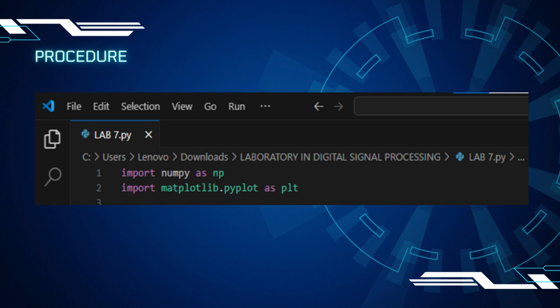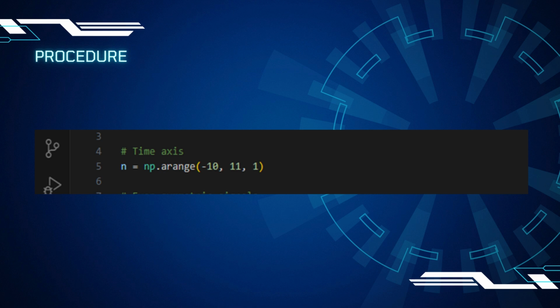As always, we start by importing our two essential libraries, NumPy and Matplotlib. Without these libraries, it would be much harder to generate and display our signal data.